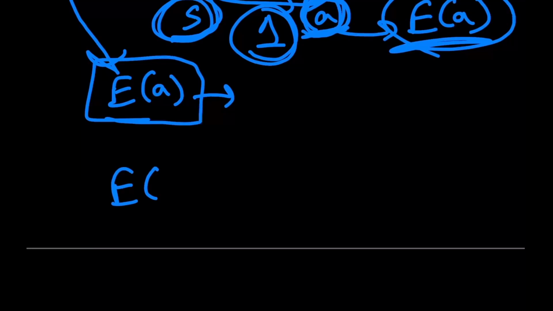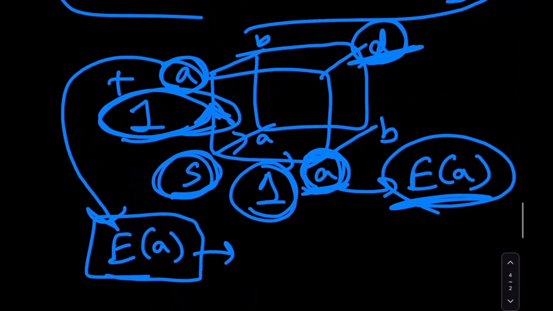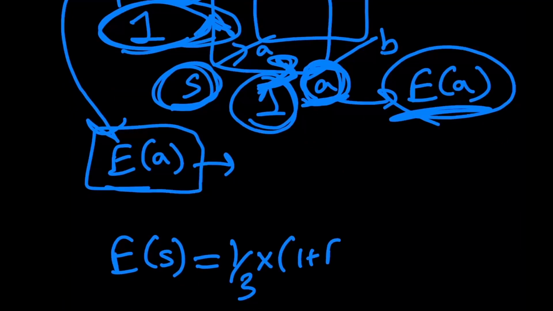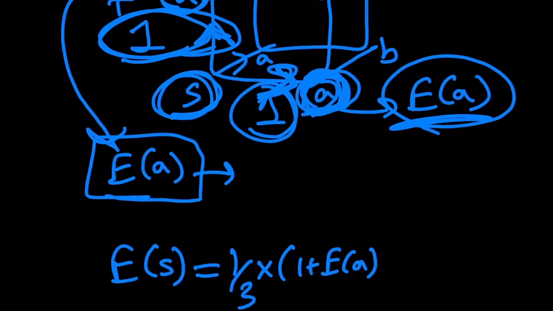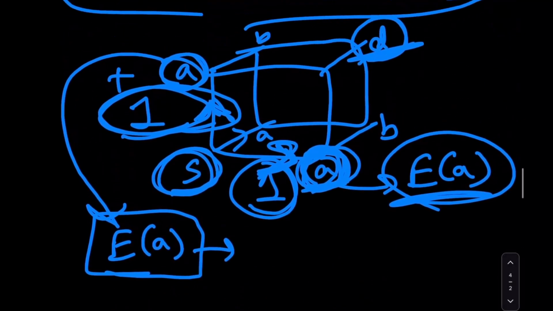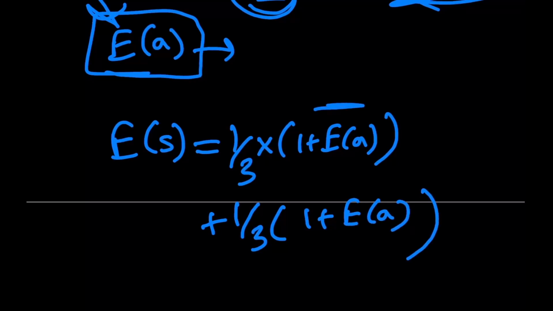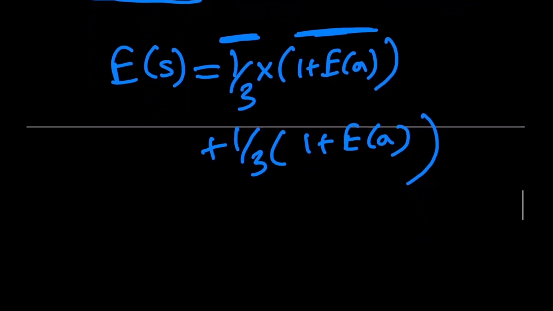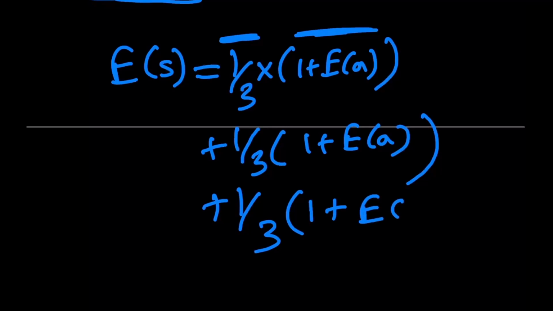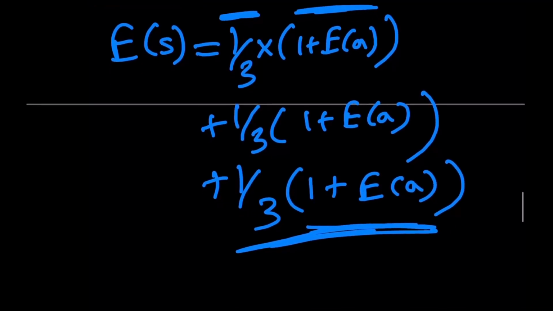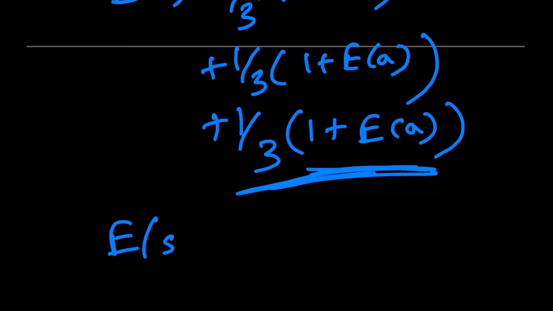So all of this means that E of S is equal to 1 by 3, let's say going along this edge, into 1 plus E of A, because we reach state A from that edge, plus 1 by 3. Now this is considering the second edge. And in this case, we also again reach state A. So that is also again going to be 1 plus E of A. Keep in mind that this value is the expected number of steps that we are taking in this particular case, right? And this is the probability of each case. And for the third edge, since again we are going to reach state A, this is how it's going to look. So if I just simplify this, this means that E of S is equal to 1 plus E of A, right?